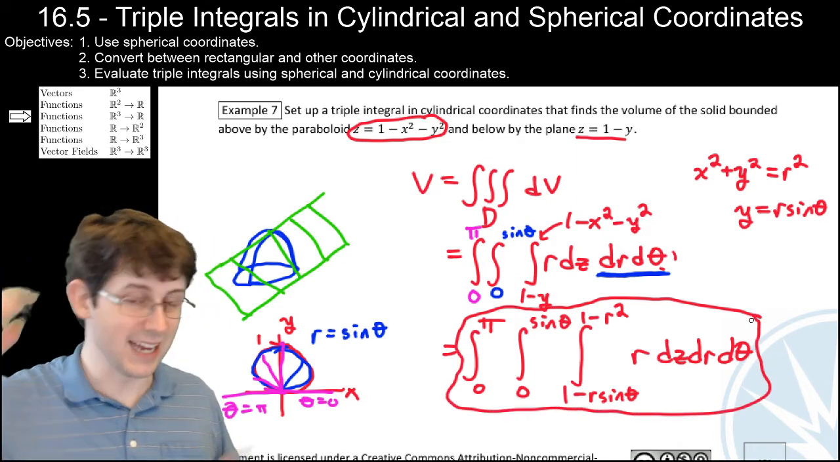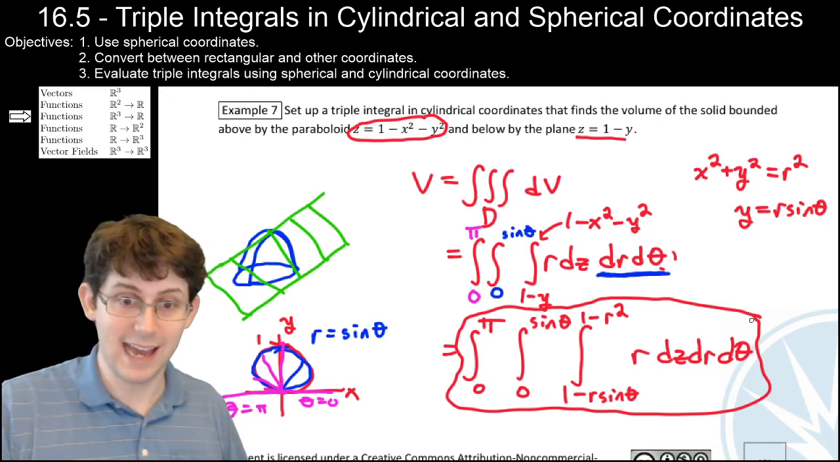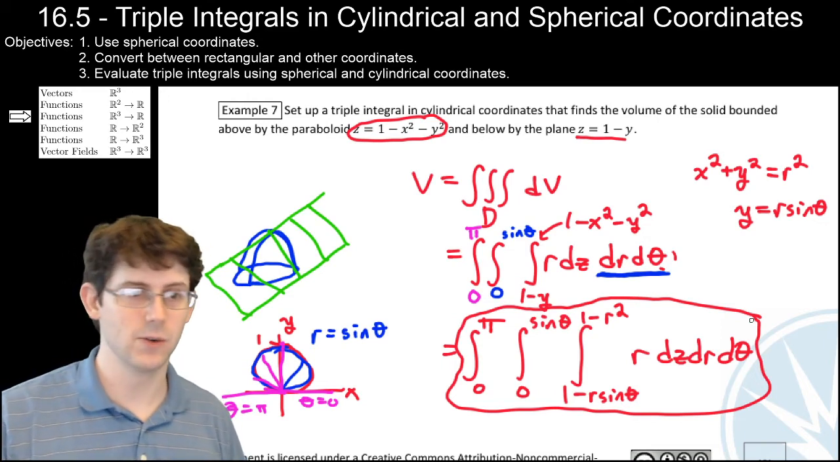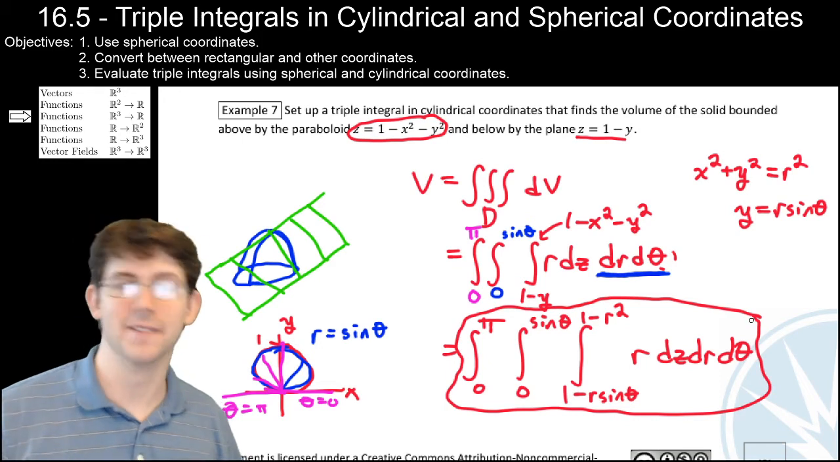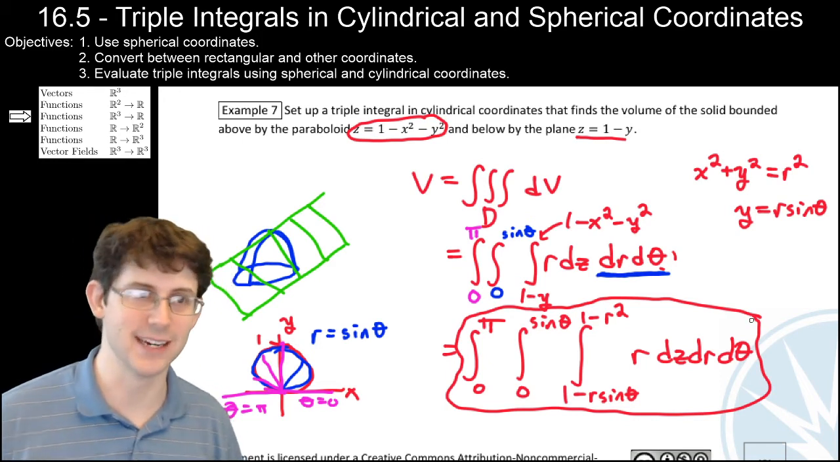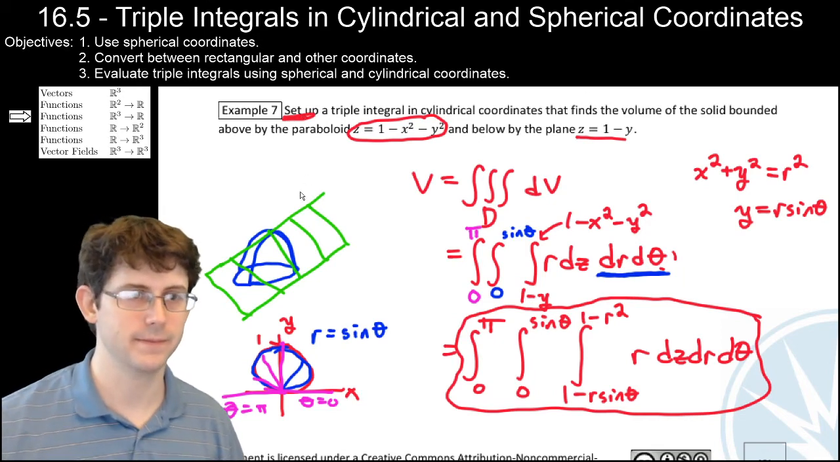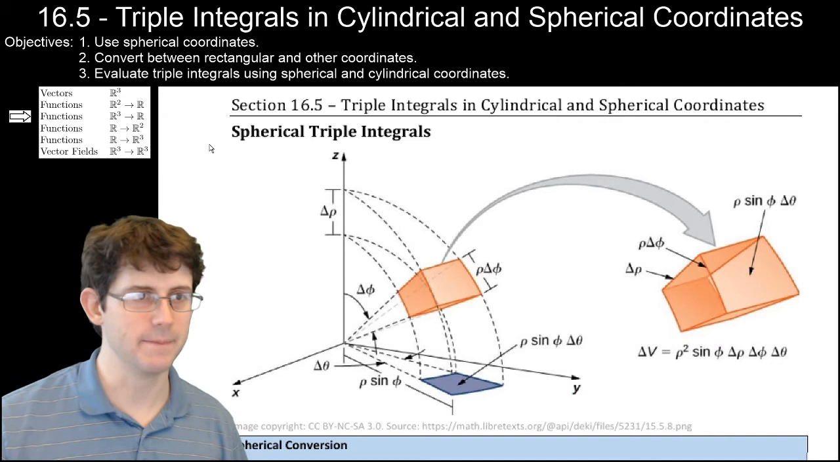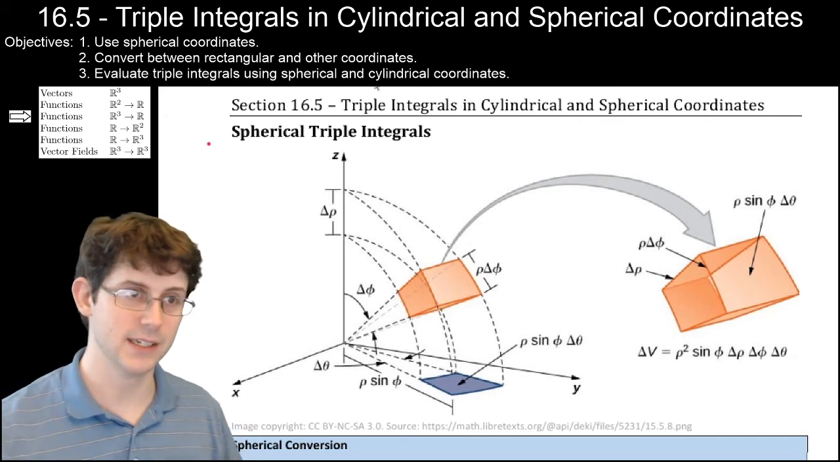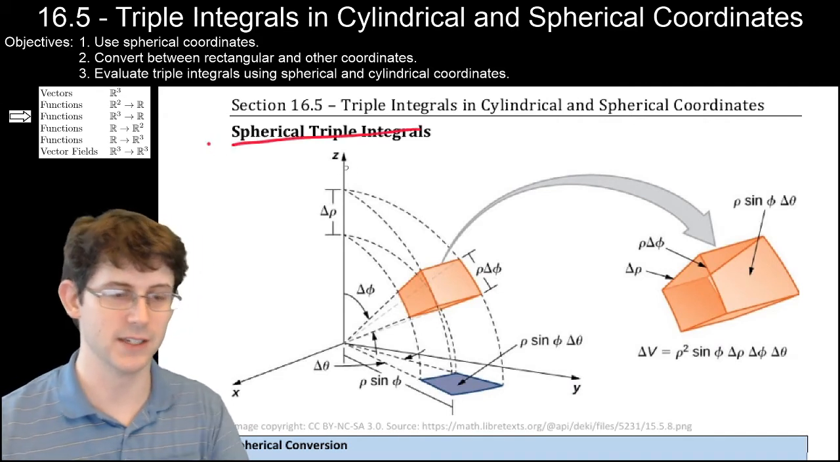Because the integral is kind of a mess in rectangular coordinates and in cylindrical coordinates, you just pick one and do it. But this question just told me to set it up, so that's all I did. Okay, so that was cylindrical triple integrals. Now we're going to deal with spherical triple integrals.